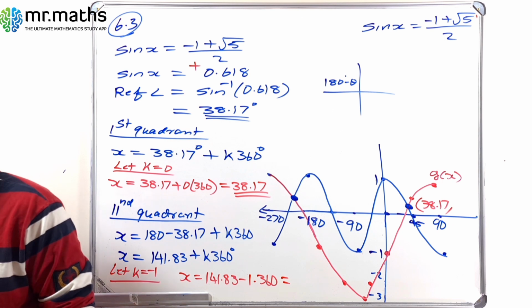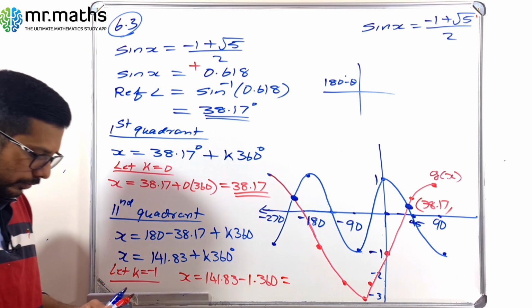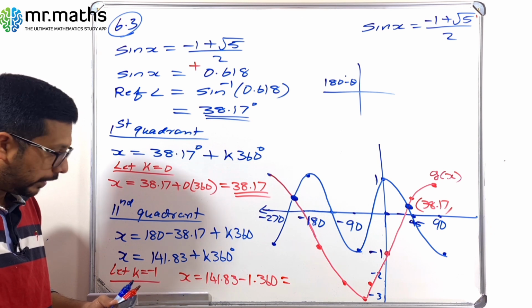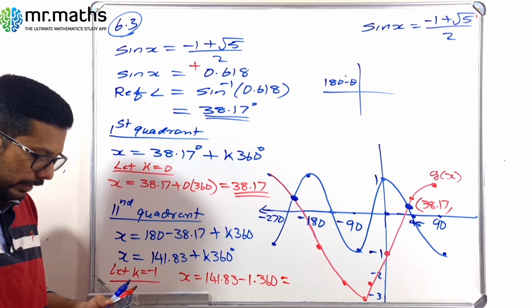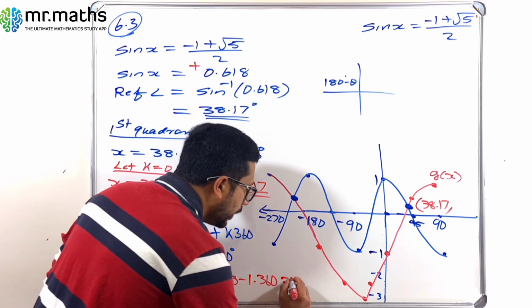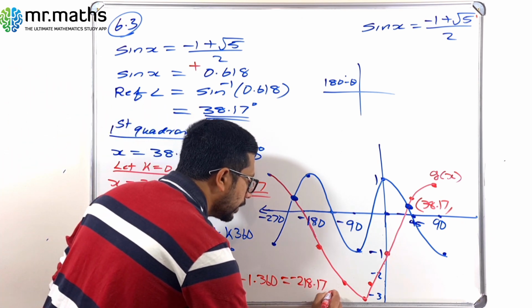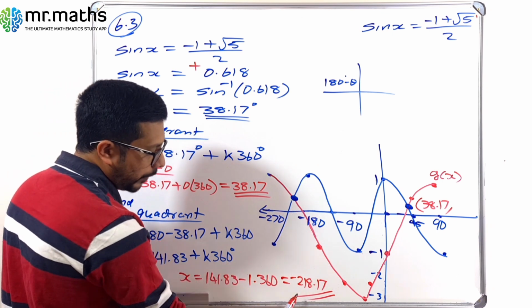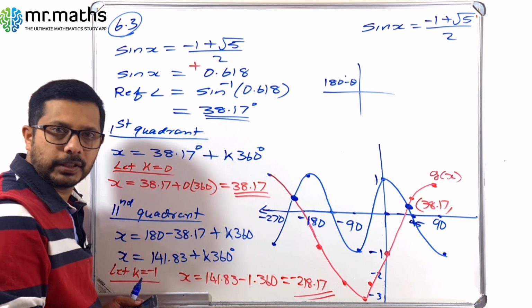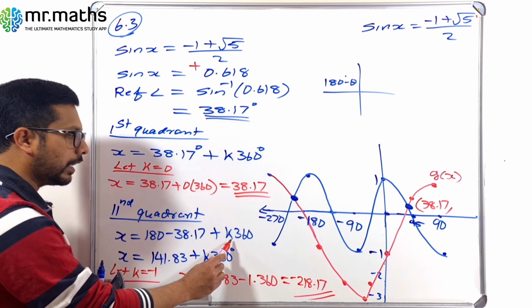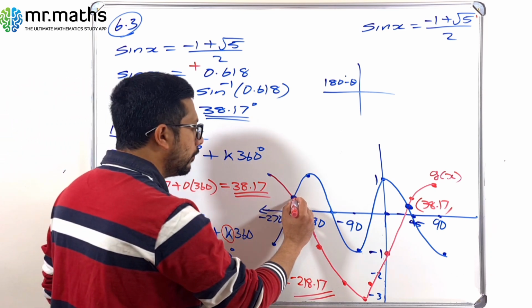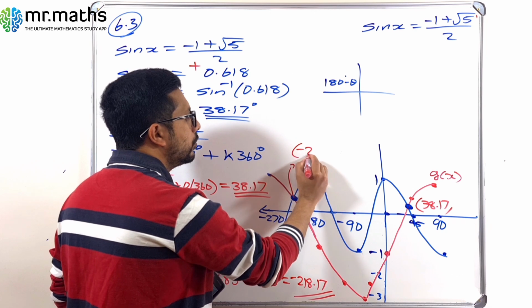Check in your calculator: 141.83 minus 360 is minus 218.17. Can you see that minus 218.17 is between minus 180 and minus 270? So when I substitute the value of k as minus 1, I got the coordinate of this point. What is the coordinate there? Minus 218.17.